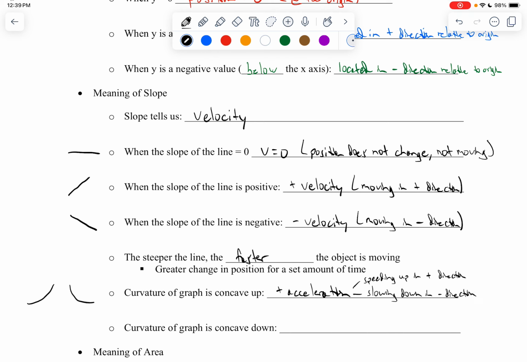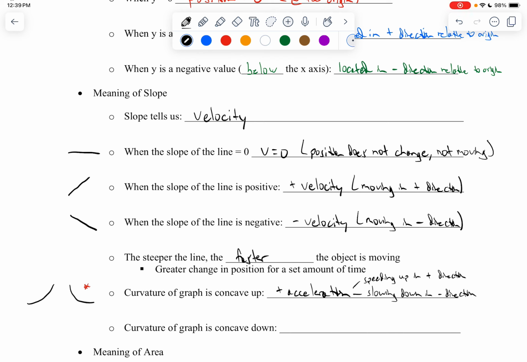And we can see that that's going to be our curve that's on the right here. Basically what we have is a negative slope, so it means we're going in the negative direction, but we'll notice that curve gets less and less steep. So that means we're not going as fast as time continues forward. So we're slowing down, but we're still moving in the negative direction. That will still give us this concave up positive acceleration.